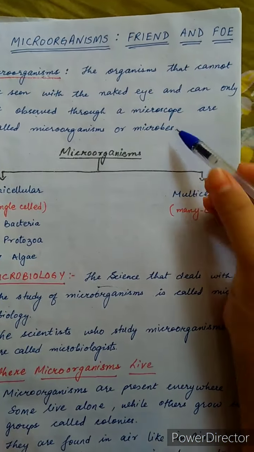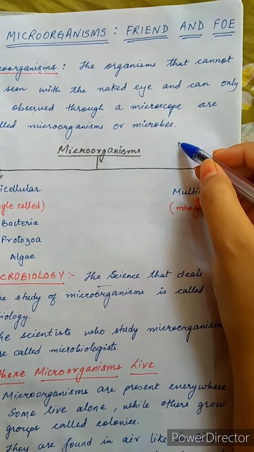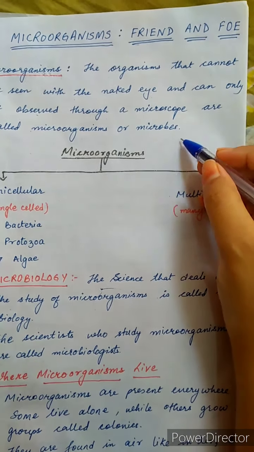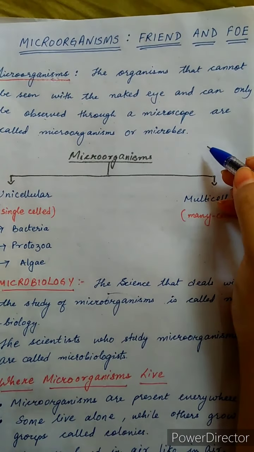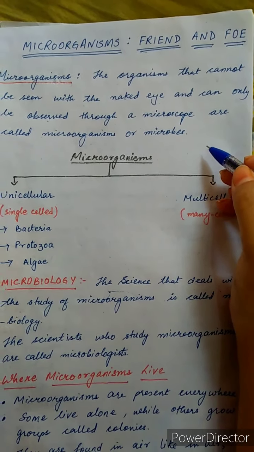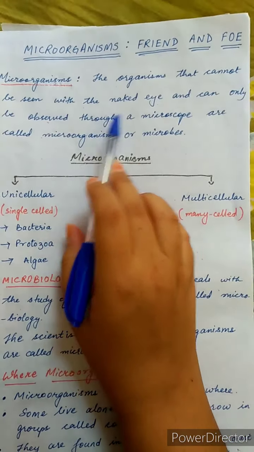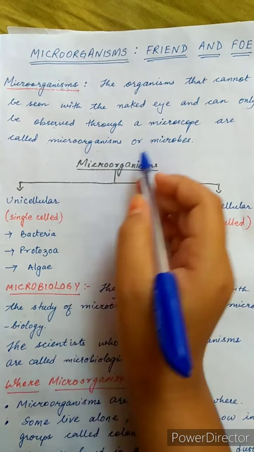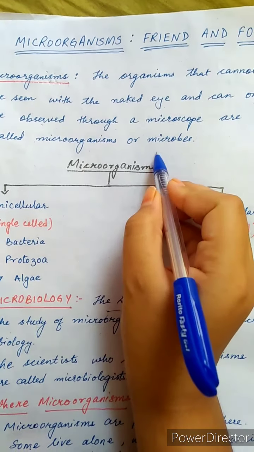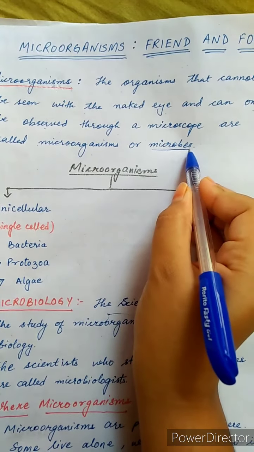We see animals like tiger, lion, and then we see insects also like ant, and then earthworm, and all we can see by our naked eye, but these organisms we cannot see by our naked eye. They can only be observed through the microscope. The nickname for microorganisms is also microbes. We will use this term later.